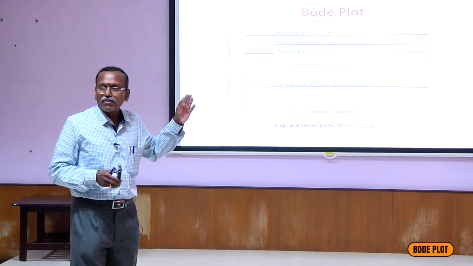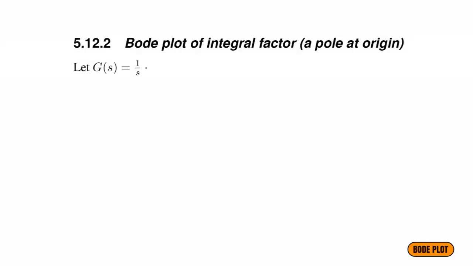This is the Bode plot for G of s equal to k. That's all. Now the Bode plot of the integral factor 1 by s. The transfer function is G of s equal to 1 by s. For that we have to draw the Bode plot.